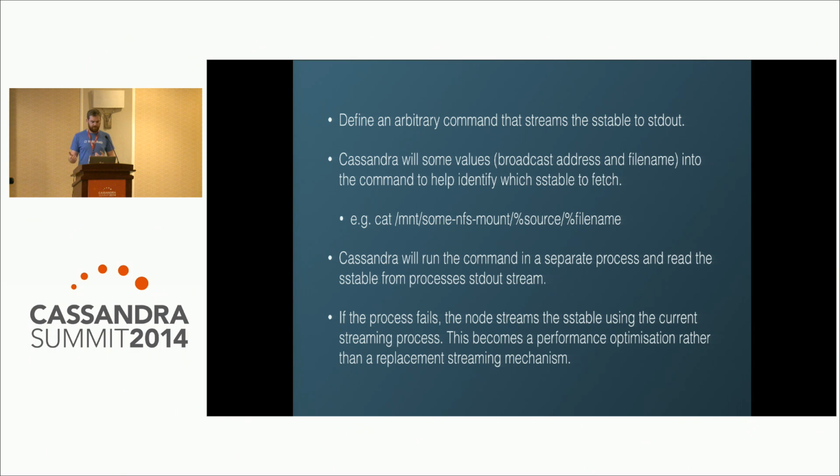One of the things we've also had to do is modify the streaming protocol to send this information over the wire so we know what file name it's actually streaming from. Cassandra will then run the command in a separate process and read the SSTable from the process's standard out stream. We don't know whether this is the best way to do it. This is just what I did while trying to get this to work and see how feasible it is. A better solution would potentially be some sort of pluggable API where you can drop your own jar in, specify the class, and then use whatever Java streams are best for your fit.